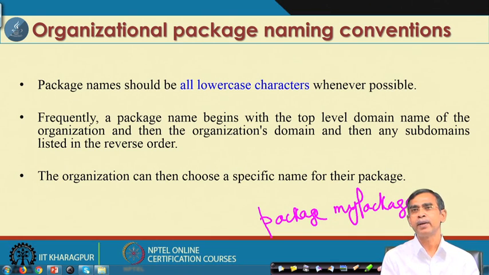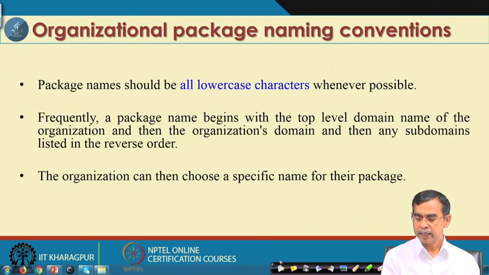For example, all the API names you see are I think 3 to 4 characters: .net, .lang, then .io, these kind of things. The name should be small enough, but it should be unique of course. This is the concept so far as the naming is concerned.